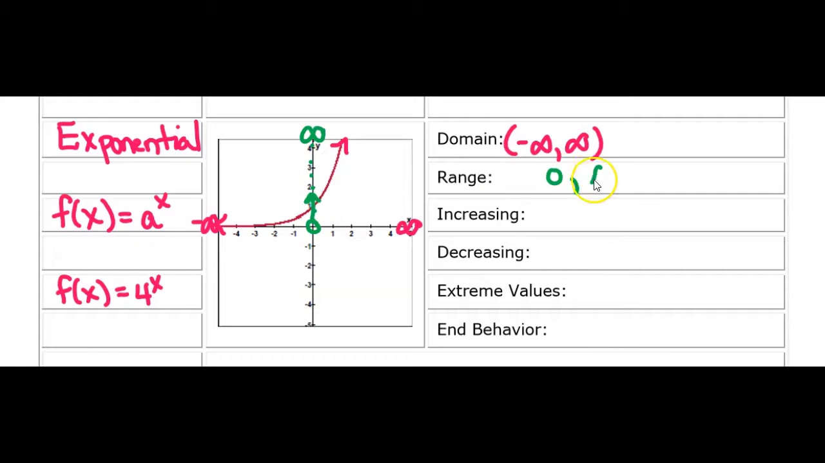We'll have 0, positive infinity, and this time we are not going to include 0, since this graph, as you go to the left, becomes smaller and smaller, but never actually gets to 0.